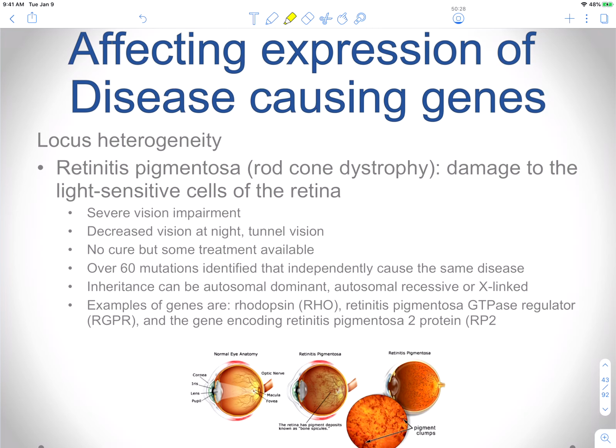autosomal recessive or X-linked. The genes that are involved are rhodopsin, retinitis pigmentosa GTPase regulator, and also the gene for retinitis pigmentosa 2 protein. So mutations in all of those can lead to retinitis pigmentosa.